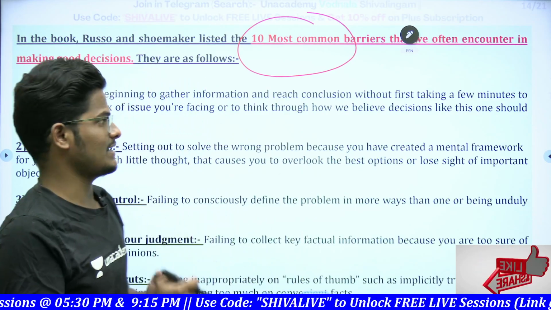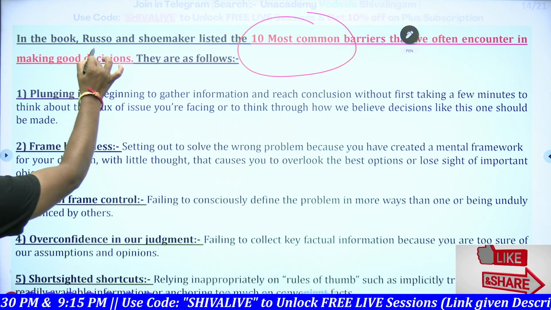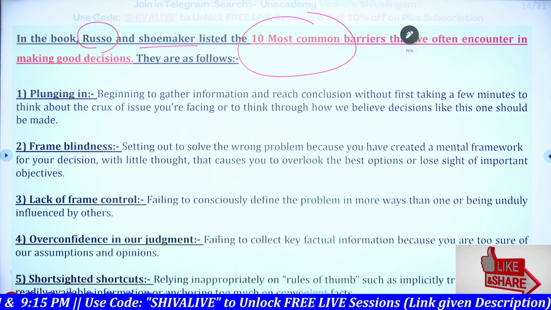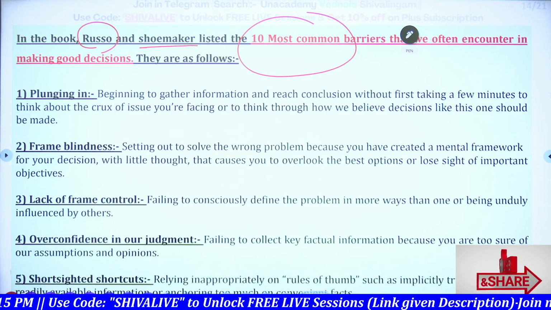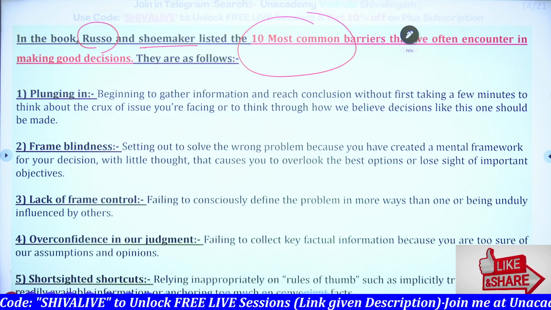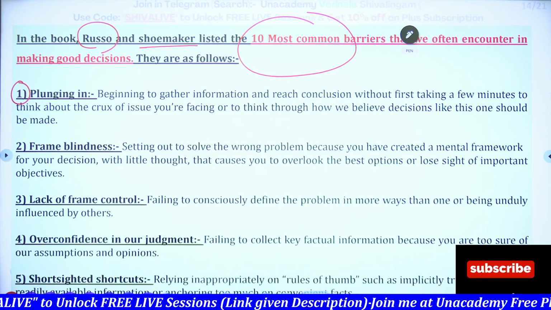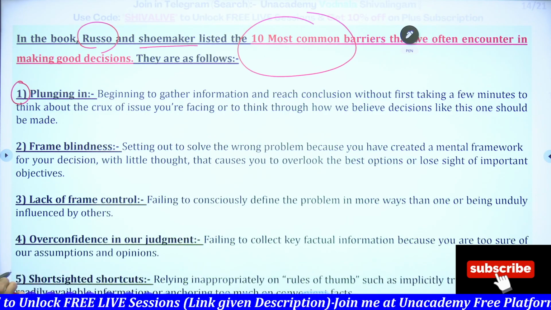What are the 10 traps, which were given in the 2021 question? This is given in Russo and Shoemaker. There is a book called Russo and Shoemaker. In this, these are the 10 most common barriers often encountered in making a good decision. The first one is the plugging in trap. Trap number 1, plugging in.